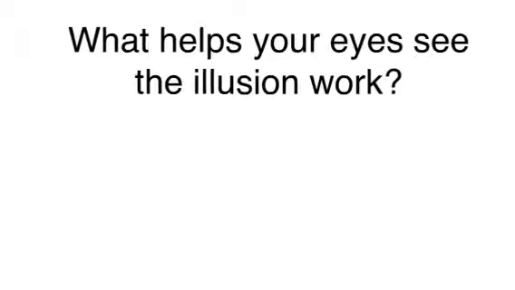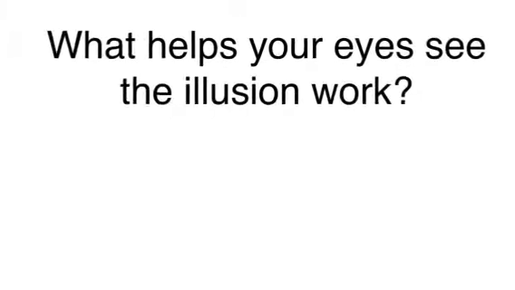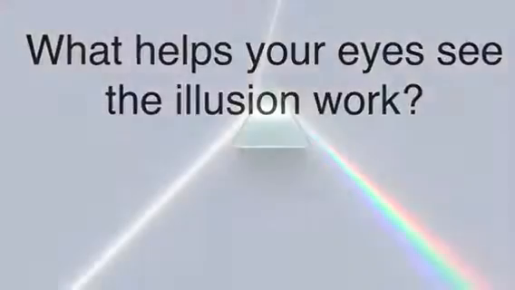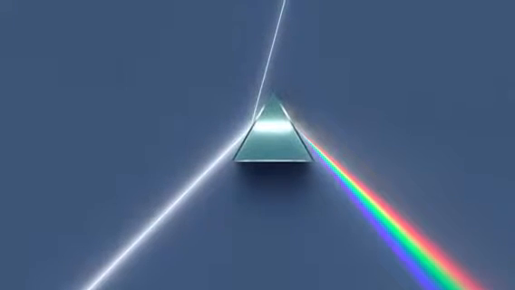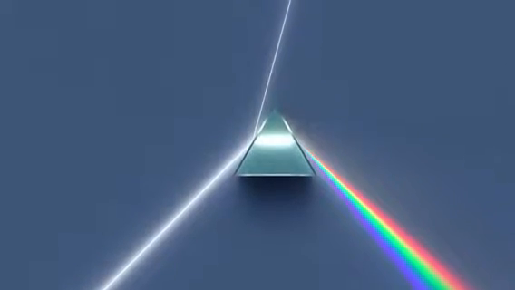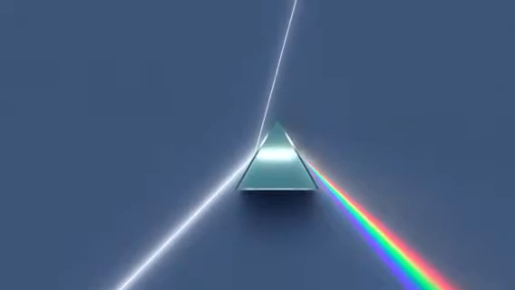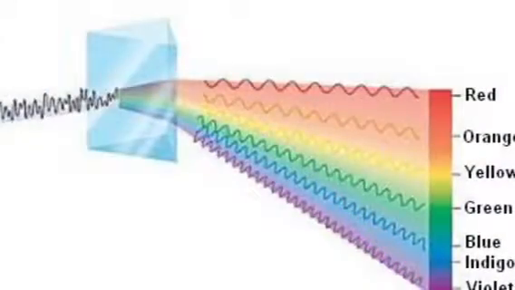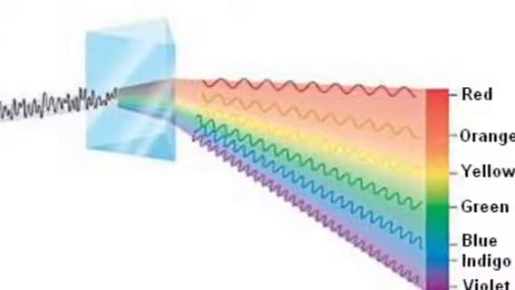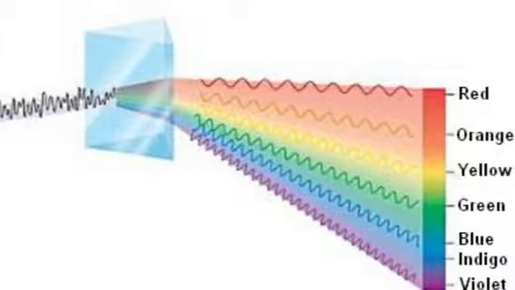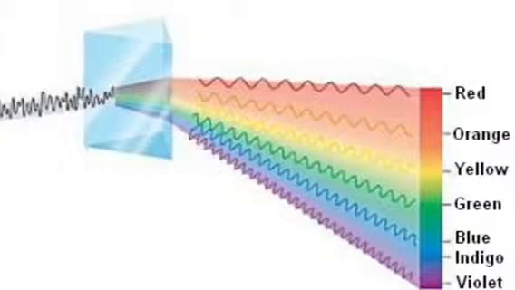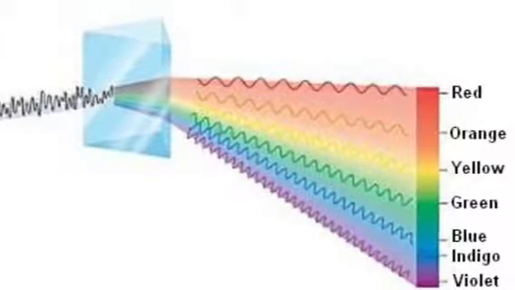So now people are going to ask, what helps your eyes see the illusion work? It is white light. And white light splits into its colors when passed through a prism. It could recombine these colors by passing them through a different prism to make white light. The colors, which are red, orange, yellow, green, cyan, blue, and violet, are from long to short wavelengths, which means from high to low frequencies.